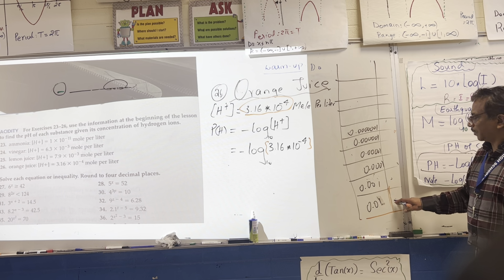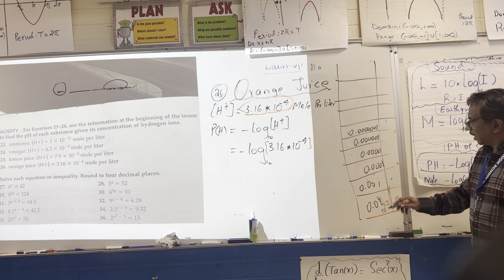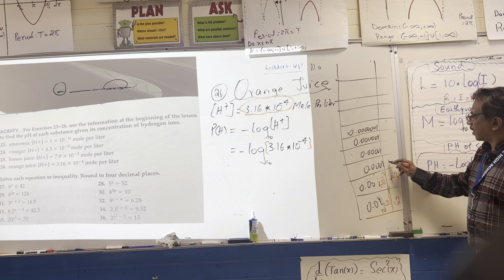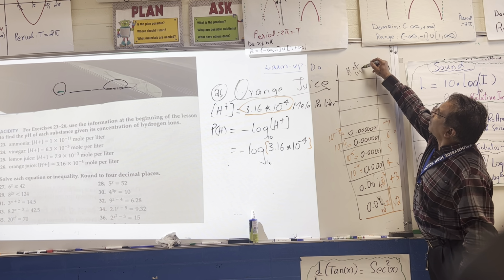So they said, okay, this is 10 raised to minus 2, so let's call the pH 2. This is 10 raised to minus 3, so let's call it 3. This is 10 raised to minus 4, so let's call it 4. This is 10 raised to minus 5, this is minus 6, this is minus 7. So they say 7, 6, 5. These are easy numbers for figuring out the pH. So this is the pH, and this is the number of hydrogen ions, that H plus.